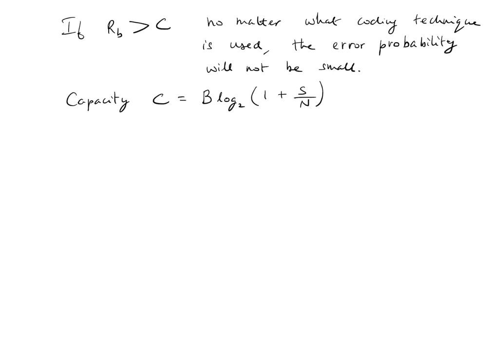So what are the options we have to increase the capacity of the channel? The first option is to increase the bandwidth of the channel. The second option is to increase the signal to noise ratio. But the signal to noise ratio can be increased in two ways. One is by increasing the signal power or by decreasing the noise power. So let's look at both the cases and see what are the pros and cons of doing either of them. Let's say how to increase the capacity of a channel.